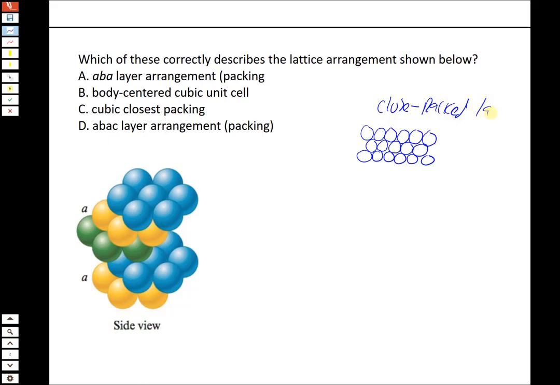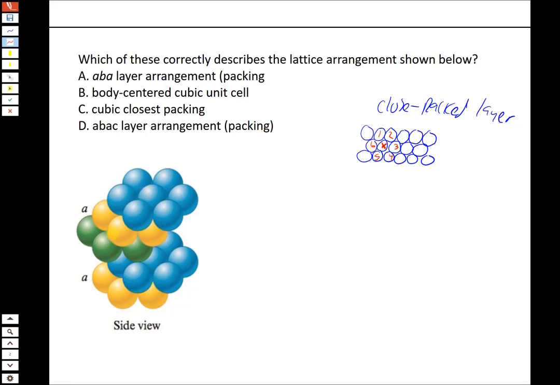So imagine if you had a bunch of marbles and you were trying to lay them out on a flat surface as close together as possible. This is what it would look like, and what you can quickly recognize is that if you look at one atom in that layer, which I'll show with the red X here, it's going to be surrounded by 6 others.